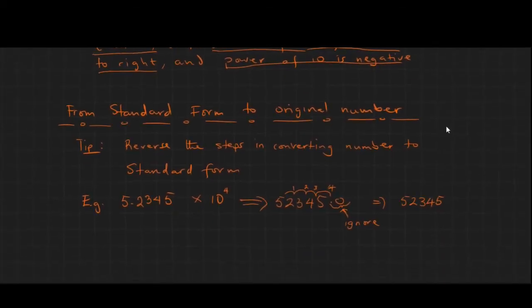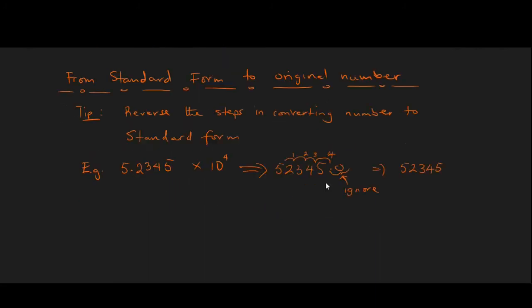Now, how do we convert a number from standard form back to the original number? We will simply reverse the steps we used in converting the number to standard form. Let's use the latter number as an example. So we converted 52345 into 5.2345 times 10 raised to the power 4. So all we need to do is to reverse the process. We will shift the decimal point forward the same number of times as the power of 10. So in this case, we shift 1, 2, 3, 4 times, and then we'll get the same number.